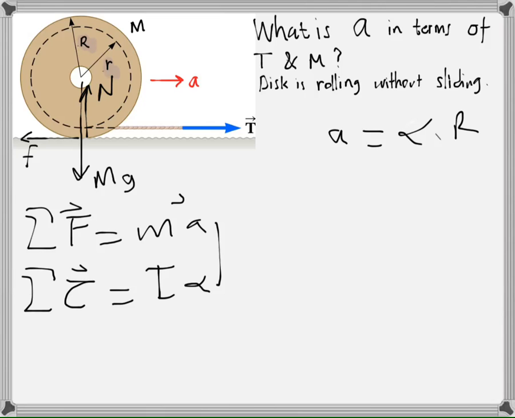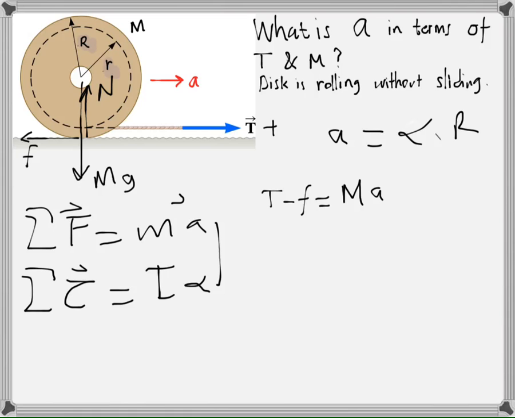Anyway, so let's write down the first equation first. Then, if you choose this direction as plus, then T is in plus direction, minus, because F is in the opposite direction, the frictional force, right? And this will be equal to the mass of the spool times A.